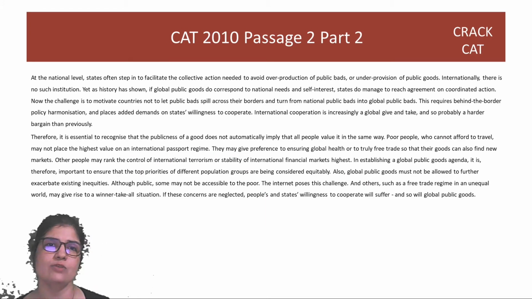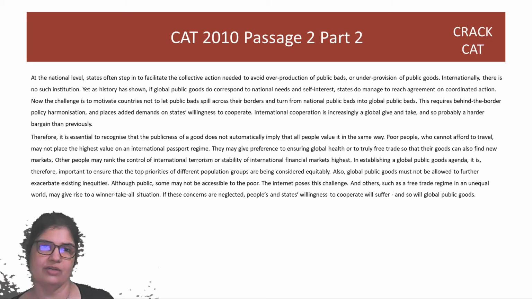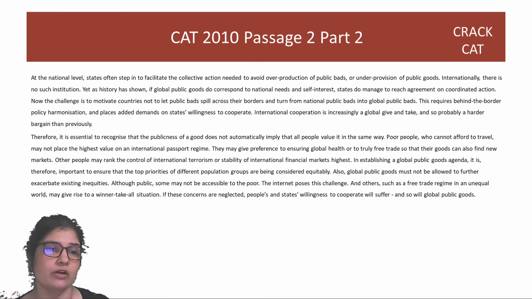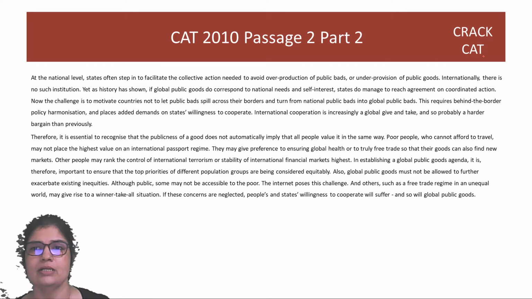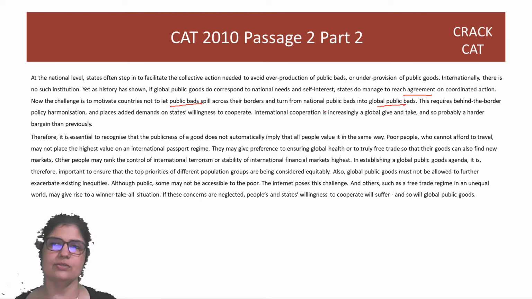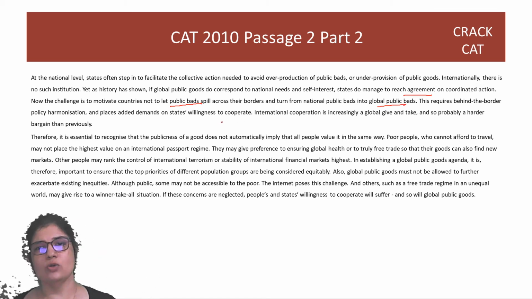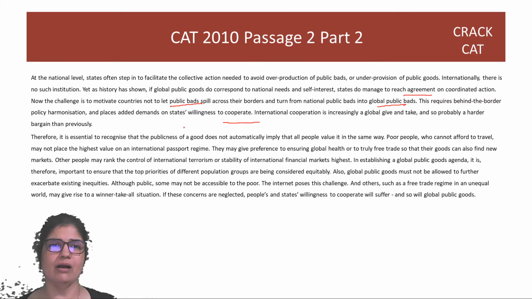At the national level, states often step in to facilitate collective action. Right? Internationally, there is no such thing. Obviously, at the national level the government will try to do something, but nobody is going to take care of things internationally, so that others don't suffer, right? Yet, as history has shown, if global public goods do correspond to national needs and self-interest, states do manage to reach agreement on coordinated action. Okay. Now the challenge is that national public bads should not become global public bads. Okay, so this requires states' willingness to cooperate, and it's increasingly becoming a harder bargain.